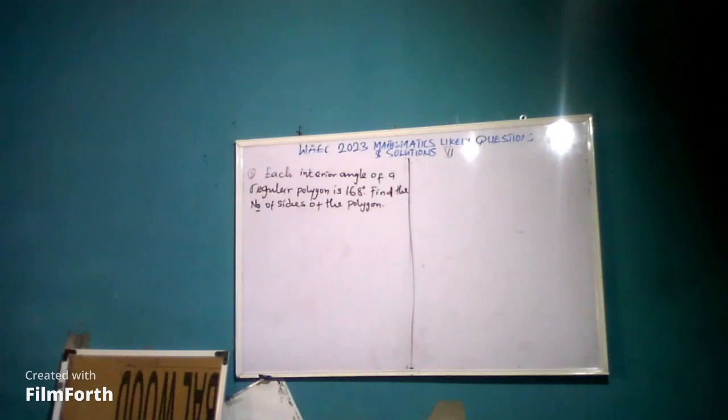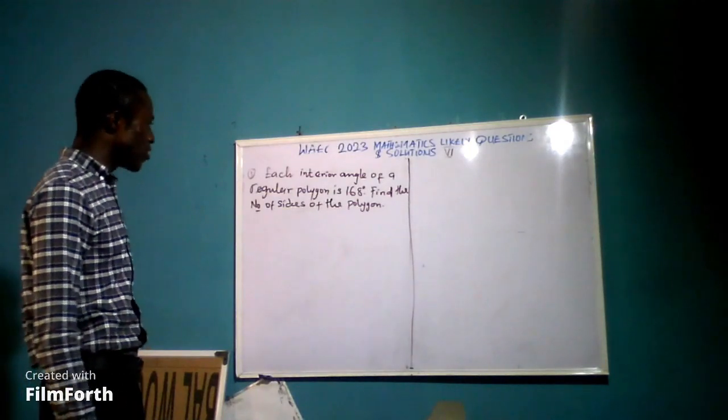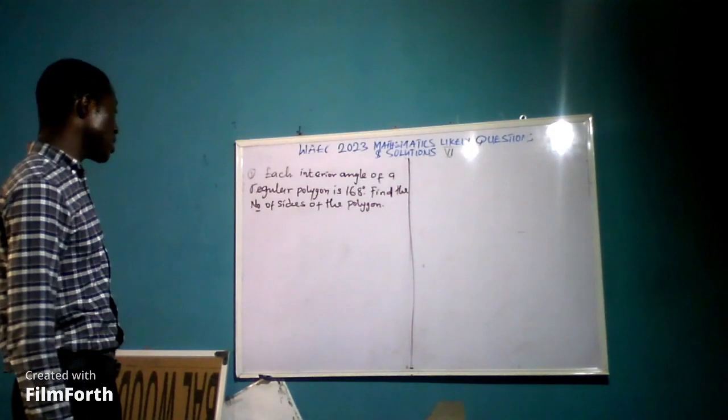Let's have question number one. Question number one says that each interior angle of a regular polygon is 168 degrees. Find the number of sides of the polygon. Okay, we have to find the number of sides of the polygon.